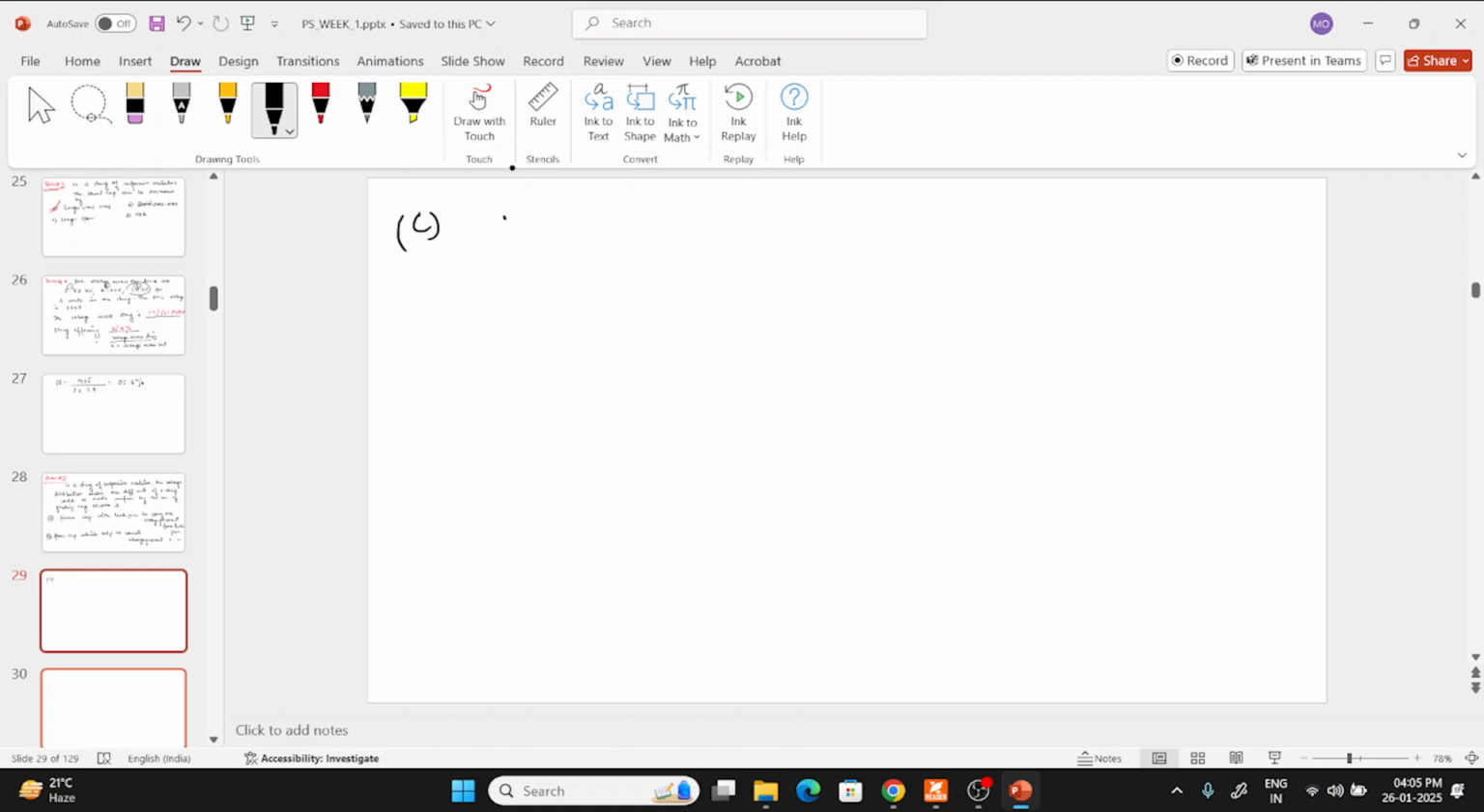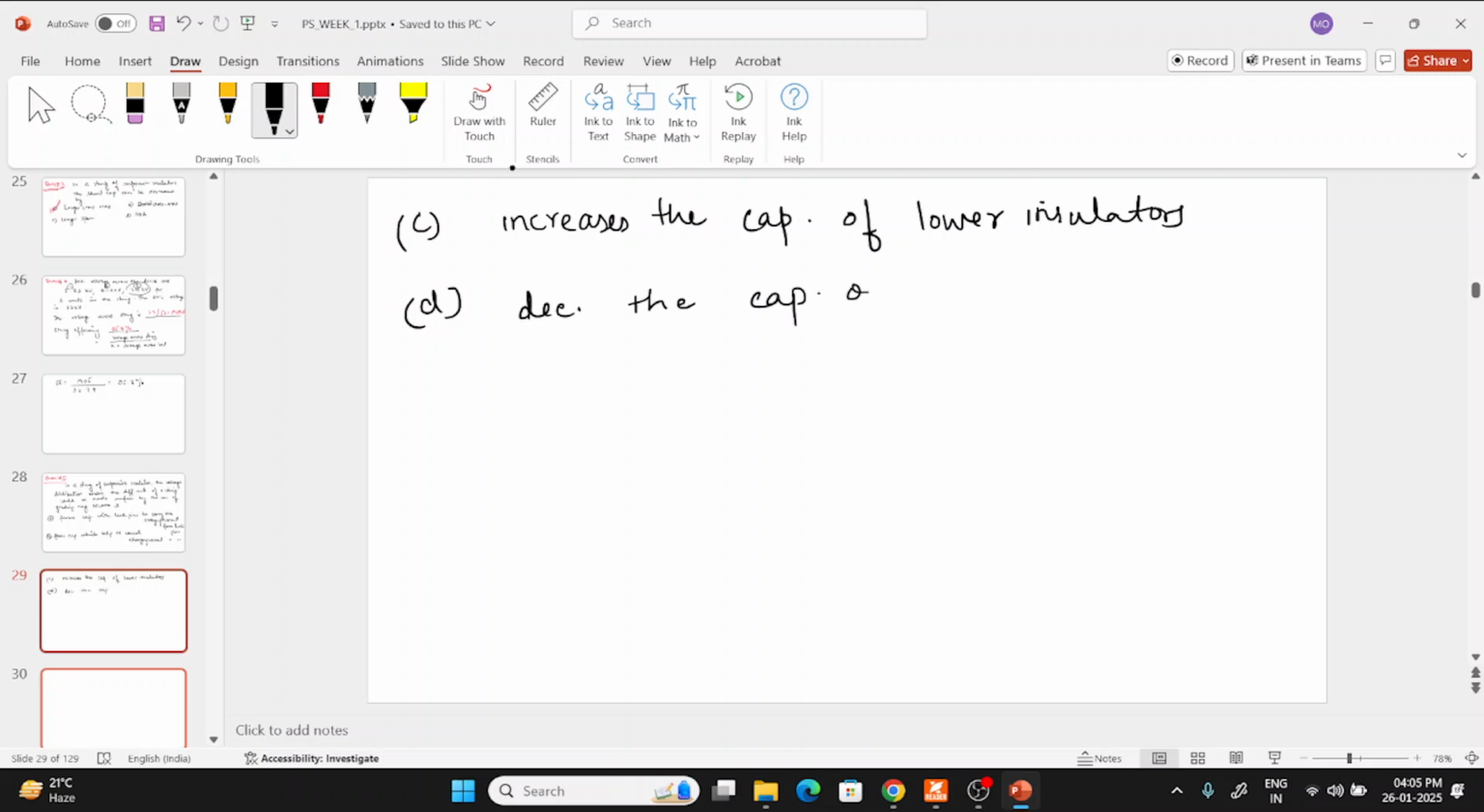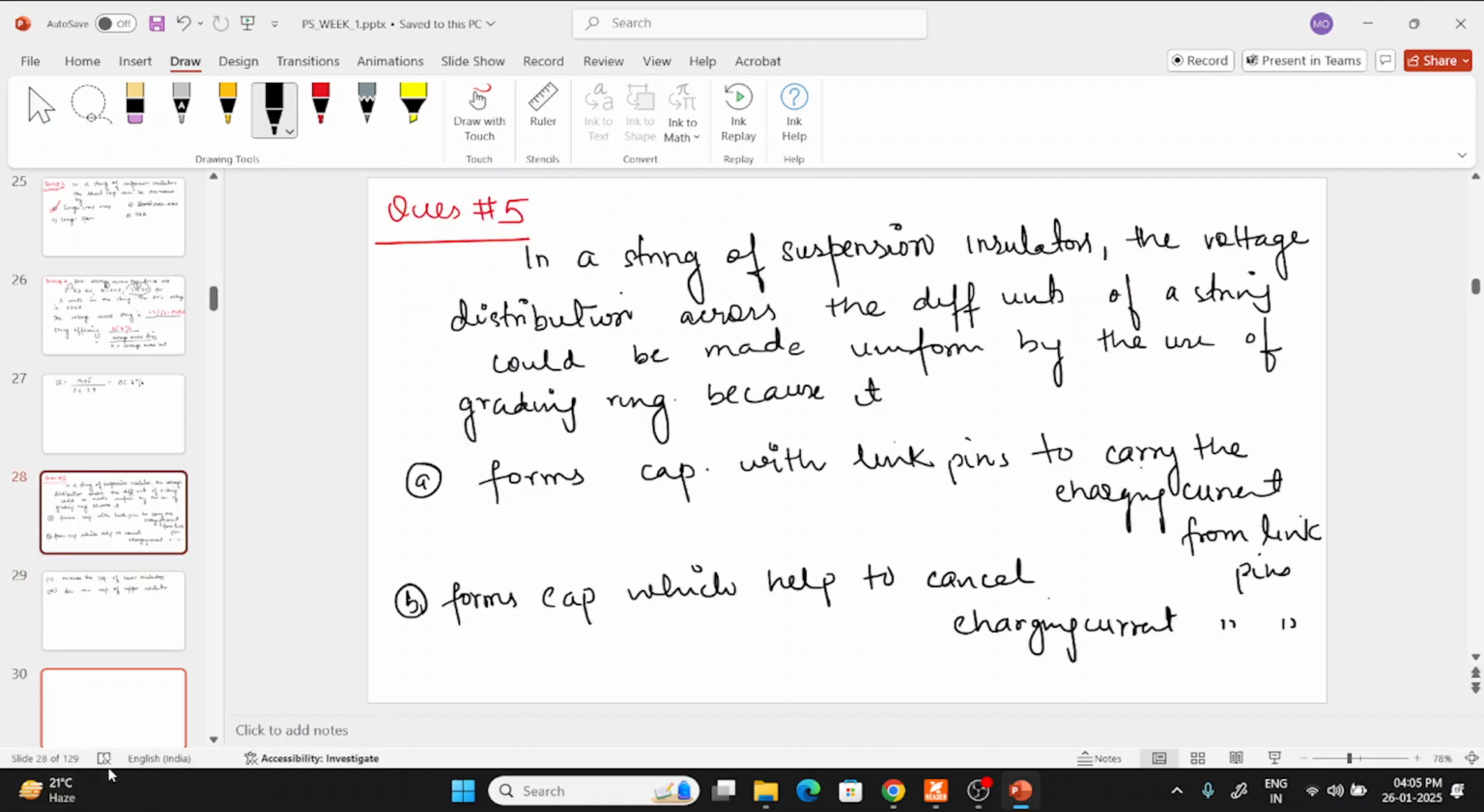C, increases the capacitance of lower insulator. D, decreases the capacitance of upper insulator. So give me the correct answer: A, B, C, D. Write in the chat box.